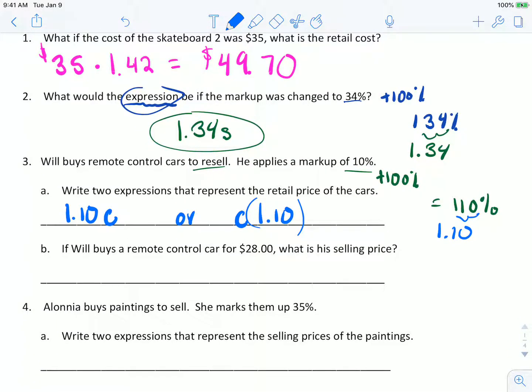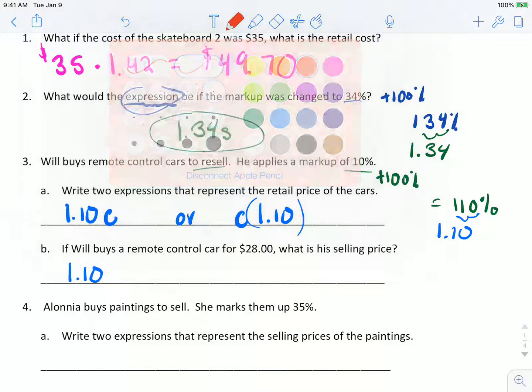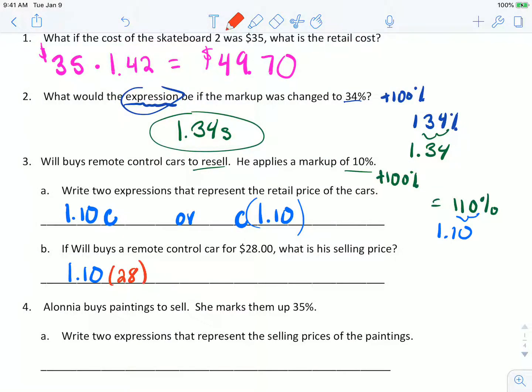Okay, B. If Will buys a remote control car for $28, what is his selling price? So it's 1.10, and instead of C, I'm doing $28. So should my cost be more than $28 or less than $28? More, right? So he bought it for 28 and he wants to sell it for more so he can make a profit. So it's going to be 100%, so all of the $28 and 10% more. So it should be more than $28.